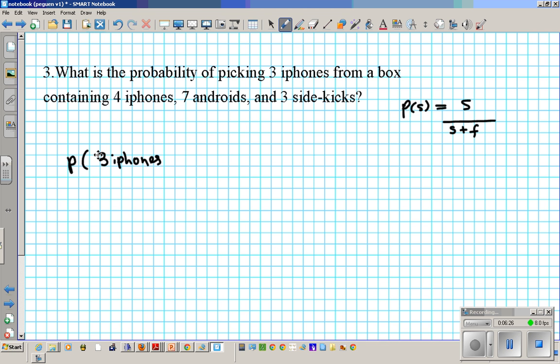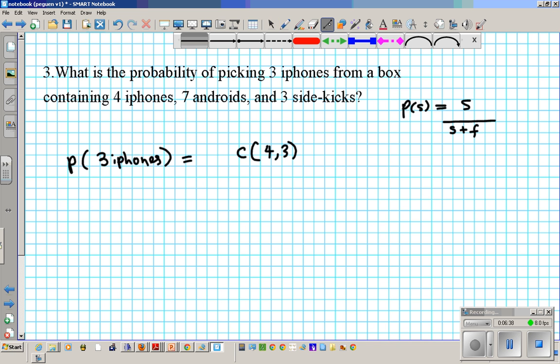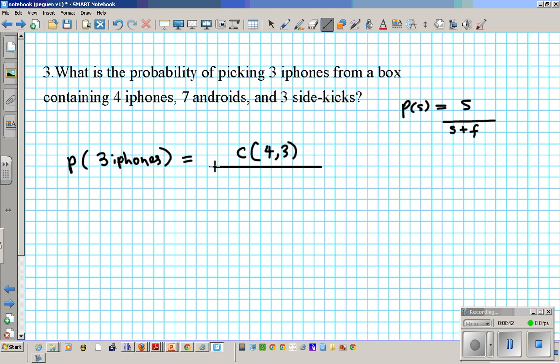What you do here is you have the number of ways of choosing to be successful on the top. So we're choosing out of 4 iPhones, we're choosing 3. This guarantees success because there are just 4 iPhones. If we choose 3 out of the 4, we're guaranteed to be successful. Over success plus failure. Success plus failure means out of everything we're going to choose 3 phones.